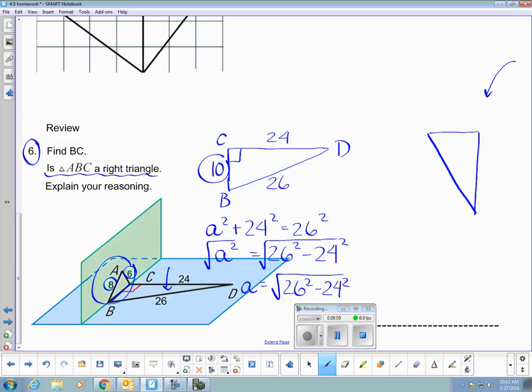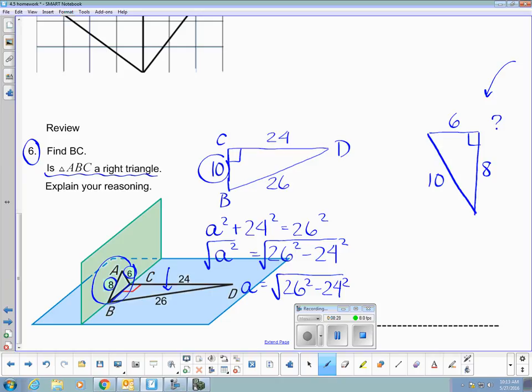So if I have the numbers 6, 8, and 10, I want to place them on the appropriate side. So the shortest side is 6, the longest side is 10, which means this side has to be the side that's 8. The question is, is this a right triangle? That's what we're trying to figure out. Is that a right triangle?